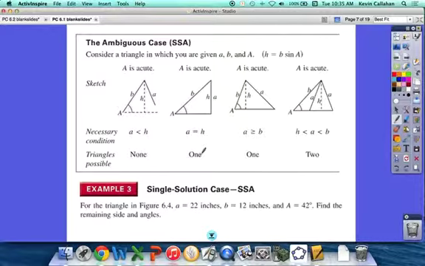So in this one here, it says, for the triangle in the figure, we're going to get to the next page, a is 22, b is 12, and A is 42. Find the remaining sides and angles. So let's see, which case does that look like it's going to fall under? It's an acute angle, 42 degrees. And it looks like a is bigger than b. So which one of those does it look like? This one right here, right? a is greater than or equal to b. So we expect that there would be one solution.